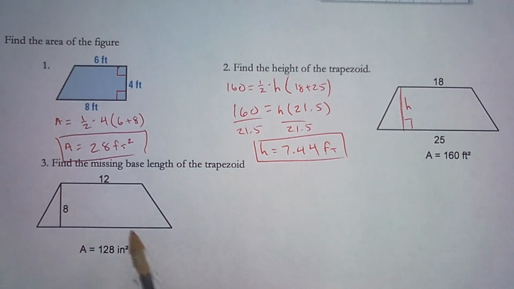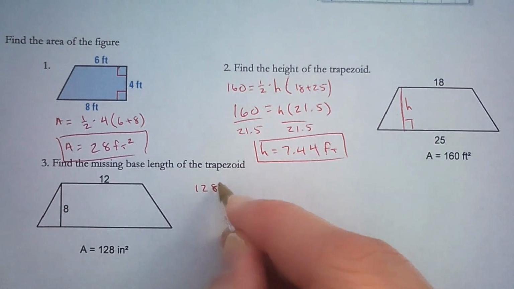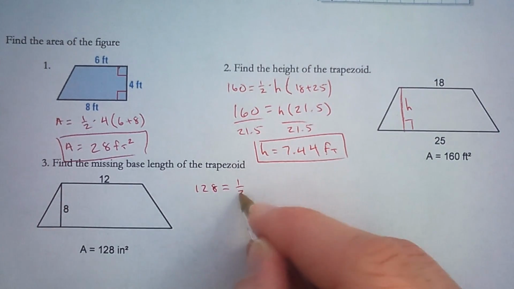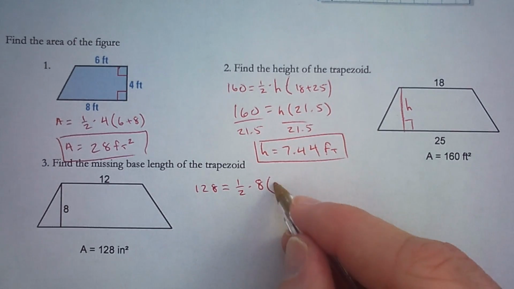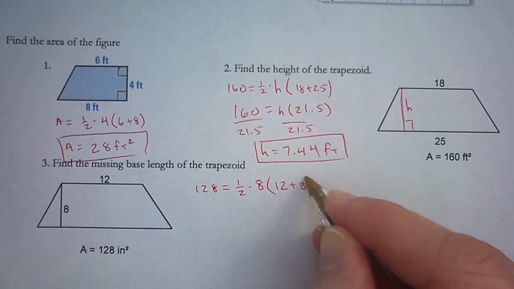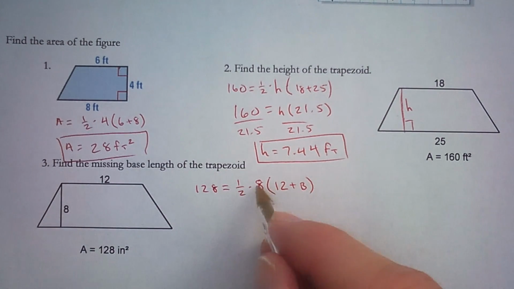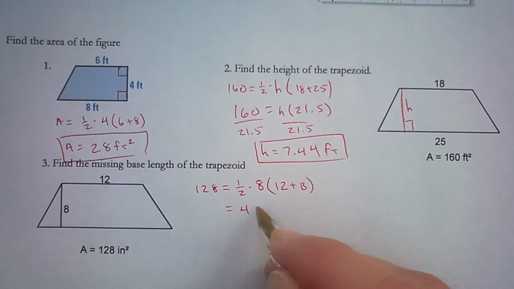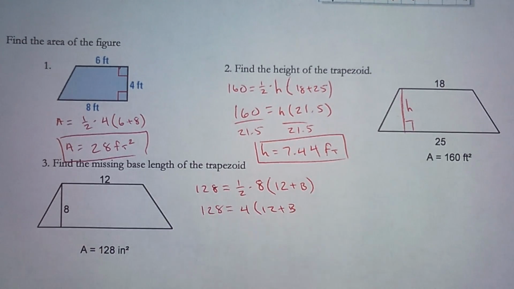Okay, now this time we are missing one of the bases. We have a base, we have the height, we have the area, but we don't have this other base. So the area, 128, equals half times the height, which is 8, times the sum of the bases, which is 12 plus, we'll just call it B for base. Okay, so half times 8, we can do that. We get 4 times 12 plus the base equals 128.